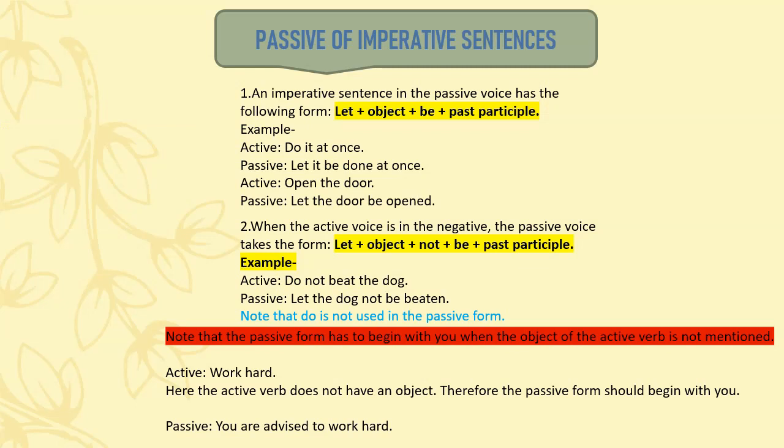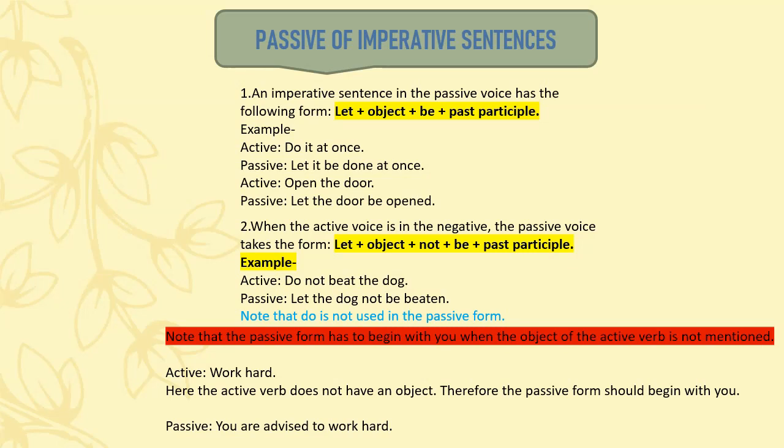Now passive of imperative sentences is very easy. You all know what imperative sentences are, so I'm not going to discuss it anymore. Okay, so an imperative sentence in the passive voice has the following form: let plus object plus be plus past participle. See the change. Do it at once.